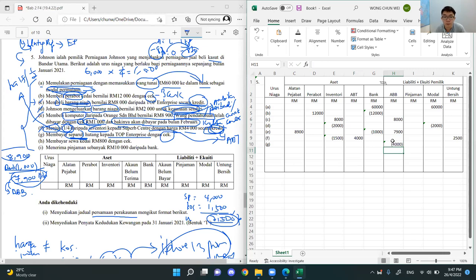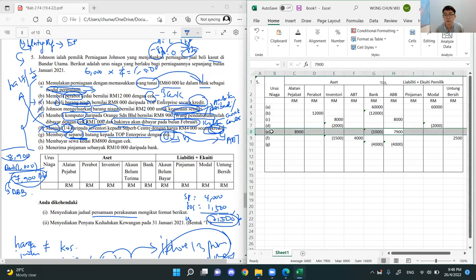And we pay with a cheque. A cheque is always referring to your bank. So in my bank, my money will decrease by 4,000 ringgit because I pay to this Top Enterprise, which is my accounts payable. So not 7,900. Why 7,900? 7,900 is what? 7,900 is E.